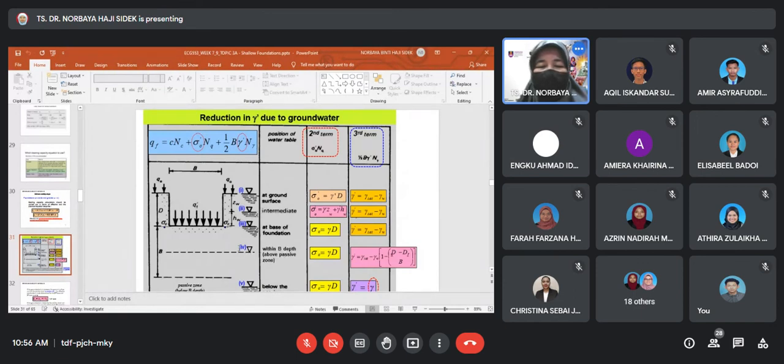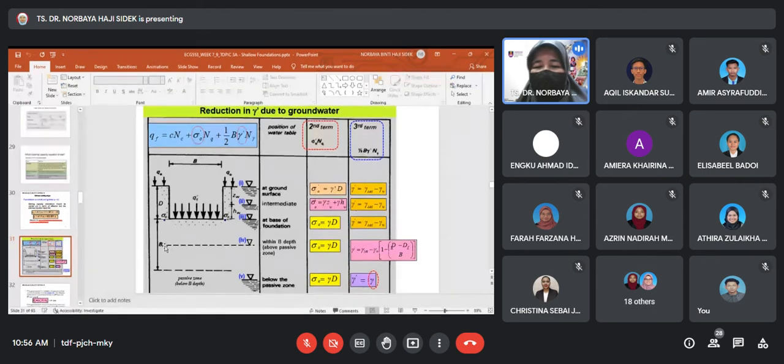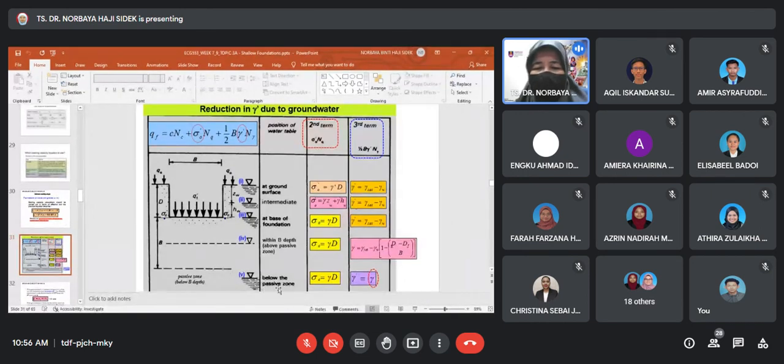So where is the passive zone? This is a passive zone. Okay, passive zone below the B deck. Okay, this is the B deck. Okay. B deck, okay, below the passive zone. Alright. Second term is a sigma dash naught and Q.